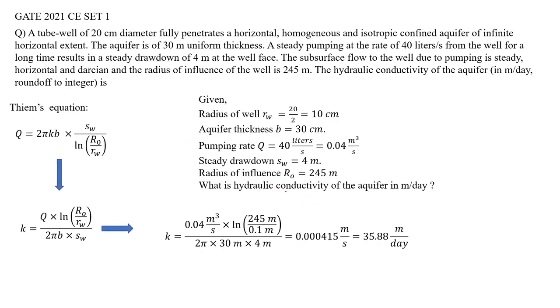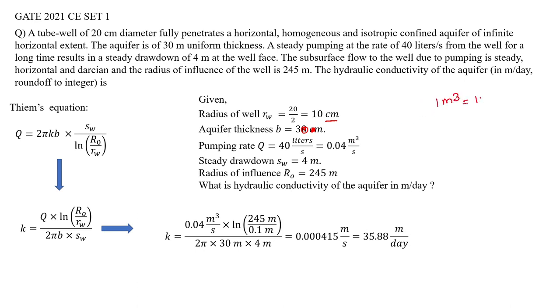Let's see how we can solve the question. Okay, so what are the given data? The radius of the well can be calculated as 20 by 2, since the diameter is given as 20. 20 by 2 is 10 centimeters. Aquifer thickness, sorry, this is 30 meters, not 30 centimeters. And what is the pumping rate? 40 liters per second.